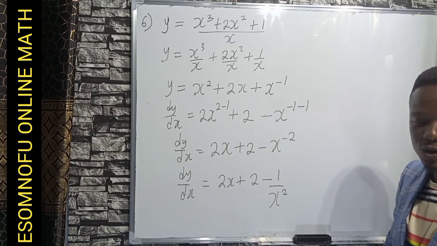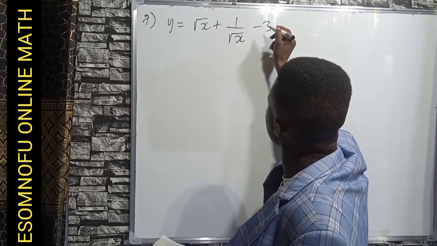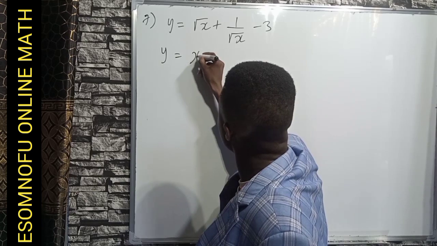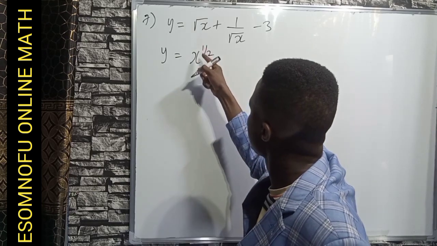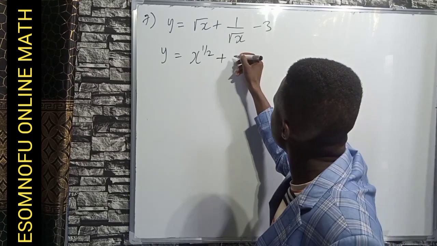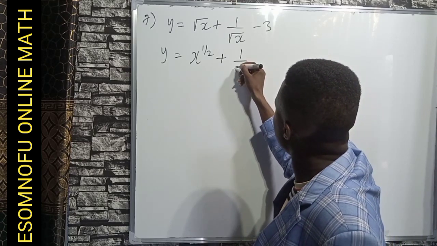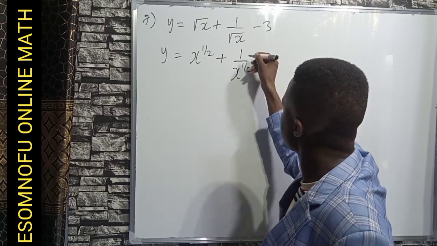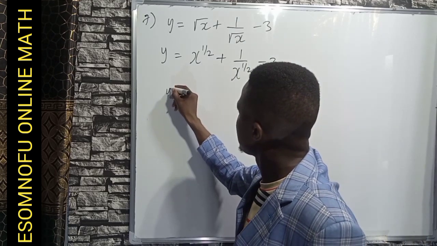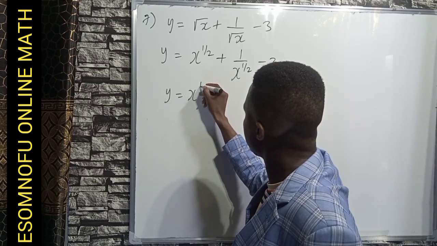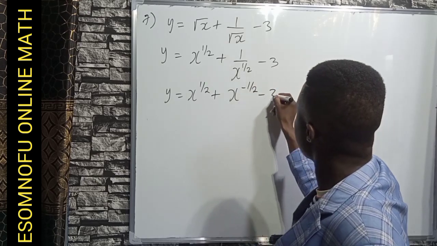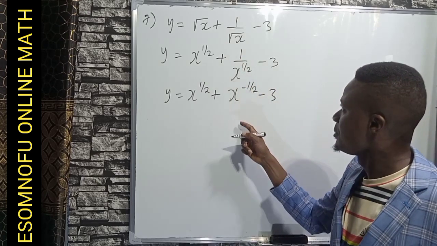Okay, so let's take the seventh problem. Now this can be written as y is equal to x to the power of half, minus 3. From the laws of indices, square root of any number implies that number to the power of half. Plus this is something like 1 over x to the power of half as well because of the square root, then minus 3. So we shall have y is equal to x to the power of half plus x to the power of negative half, then minus 3.